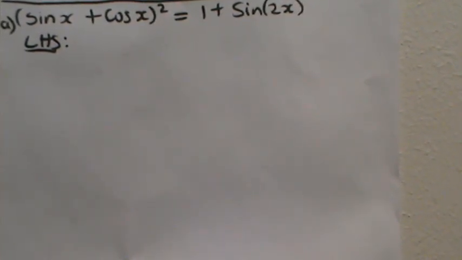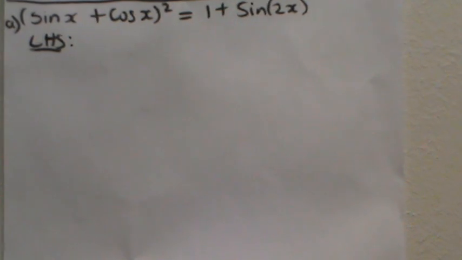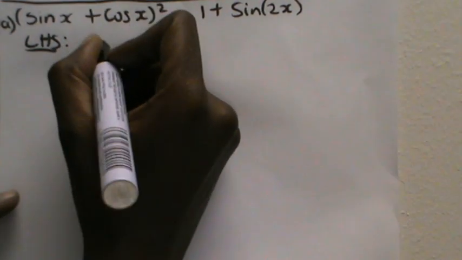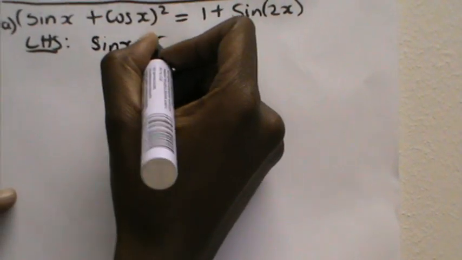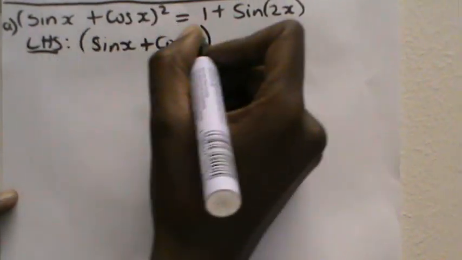So now we're going to imagine this right-hand side does not exist. You ignore the right-hand side, and what you will do is work on the left-hand side until what you have is exactly what is on the right-hand side. So I have my left-hand side. I'm just going to state it. This is sine x plus cos x, all squared.